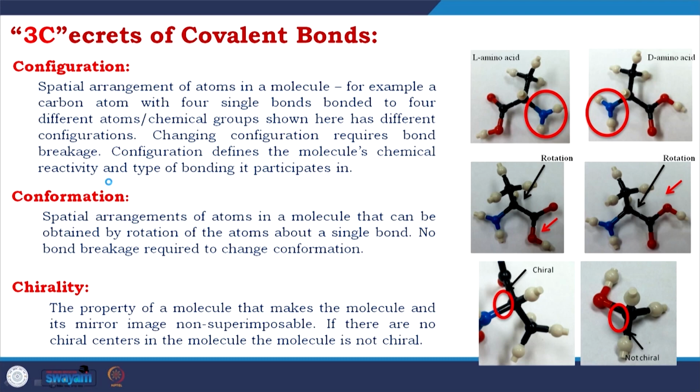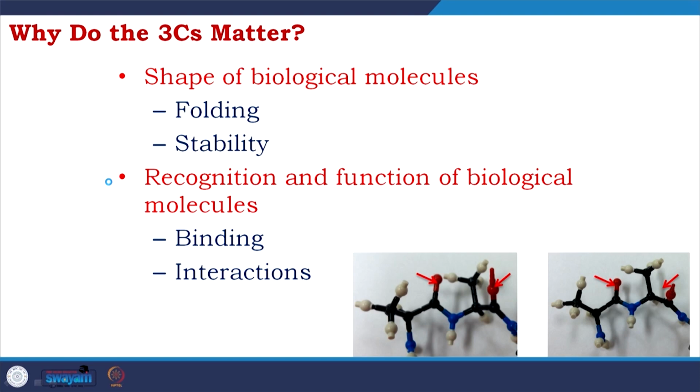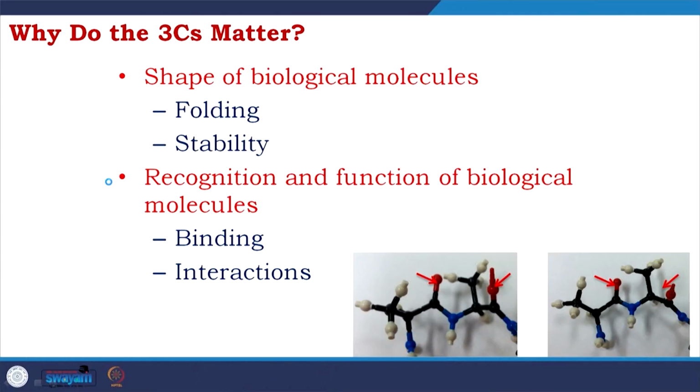So, configuration, conformation and chirality are 3 secrets of covalent bonds which are utilized towards the formation of these biological macromolecules and take a very significant part in their property development. Why do the 3 secrets matter? The shape of biological molecules: when we go for folding, we will explain in more detail. When we discuss stability in protein engineering, we will talk about this in detail. Recognition and function of biological molecules: I have talked about the biasness of chirality. So, binding and interaction happen because of these 3 secrets: configuration, conformation and chirality.